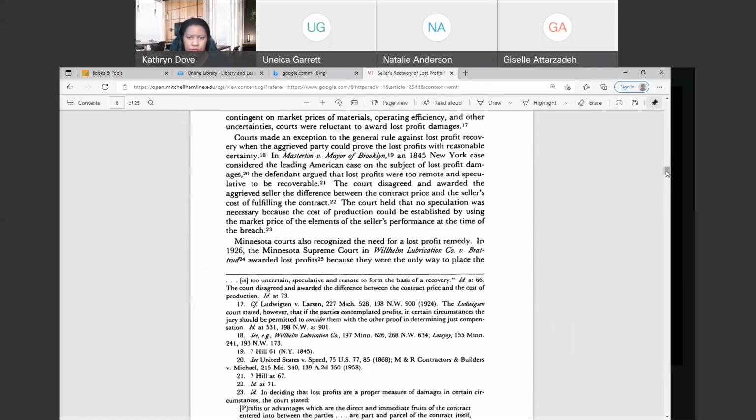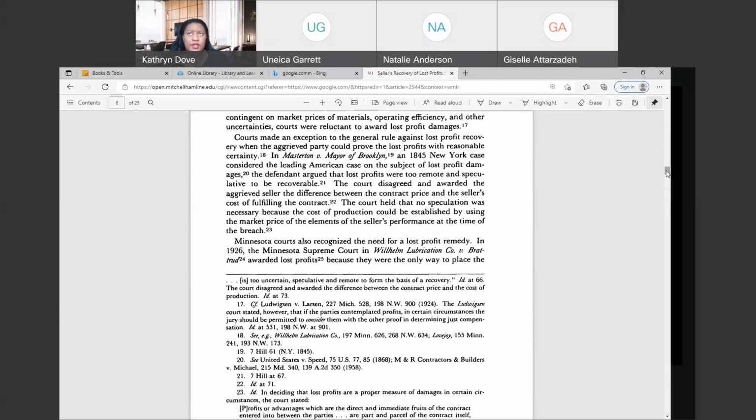So in Masterdom versus Mayor of Brooklyn, a New York case considered the leading American case on the subject of lost profit damages. The defendant argued that lost profits were too remote and speculative. The court disagreed and awarded the seller the difference between the contract price and the seller's cost of fulfilling the contract. The court held that no speculation was necessary because the cost of production could be established by using the market price of the elements of the seller's performance at the time of the breach. So that would be an example of a case talking about the issue of lost profits.